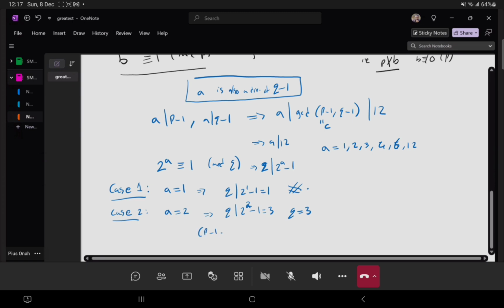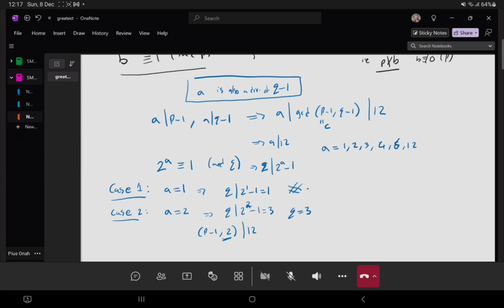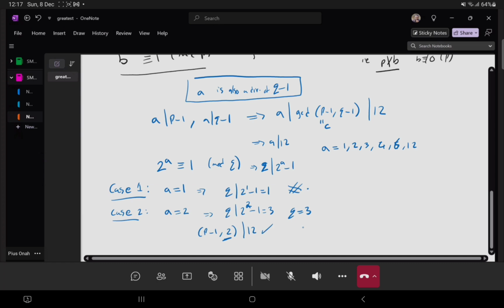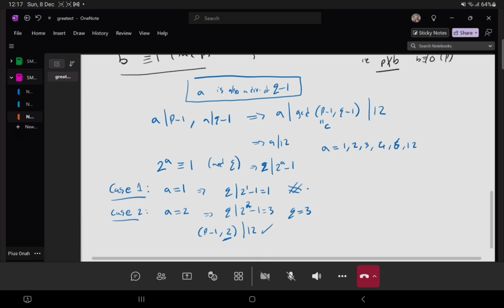We need P minus 1 with 3 minus 1, which is 2. We need this GCD to divide 12. This part is going to be obvious, right? Because this already divides 12. So the GCD divides 2. Many of them will have this kind of scenario actually. So what we do need to worry about is the other one.